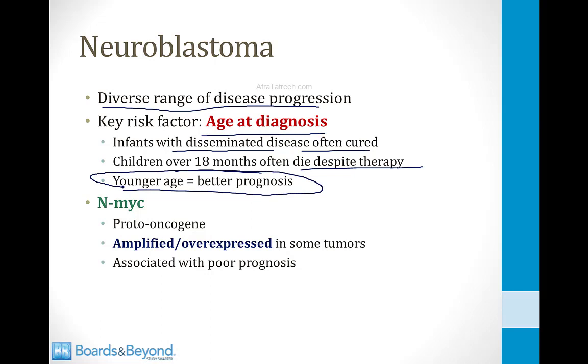Another important risk factor is alterations of the NMYC gene. This is a proto-oncogene, and it is amplified or overexpressed in some tumors. And when amplification or overexpression of NMYC occurs, this is associated with a poor prognosis.